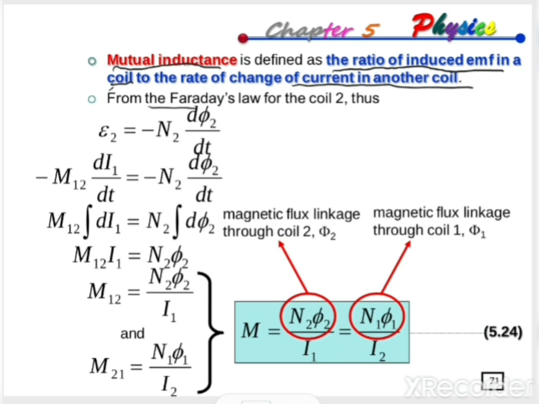And from Faraday's law for coil 2, we get another formula for mutual inductance: M equals the magnetic flux linkage through coil 2 over the current in coil 1, or the magnetic flux linkage in coil 1 over the current in coil 2.